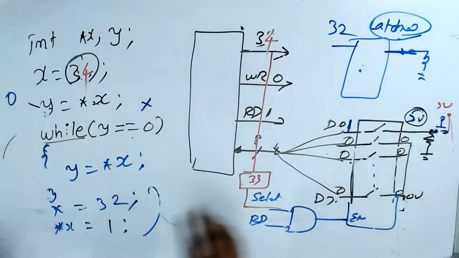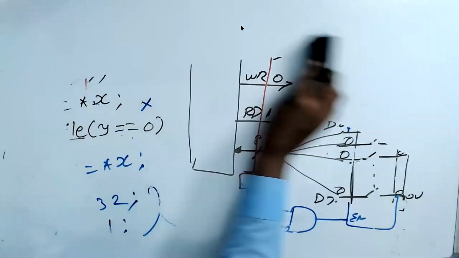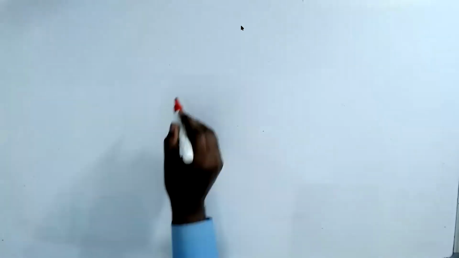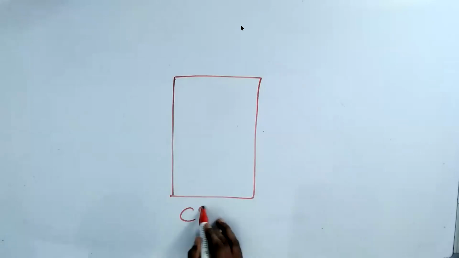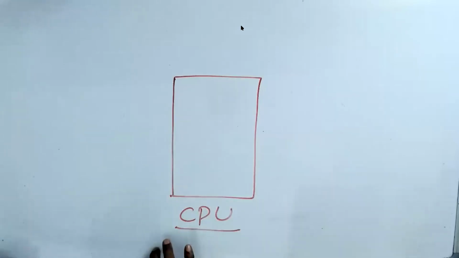So don't think that there are only 8 pins. You can have 8, 16, 32, 64, any number of input pins. So this is the way the input works. A system can be drawn like this: central CPU. The CPU is a microprocessor.